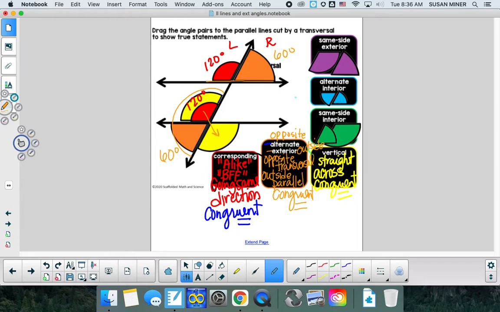And then we said, hey, vertical angles are the same measurement, so this would be 120. And if we're looking at this, those make a half circle, and so 60 plus 120 is another 180. So we're starting to see the pattern that's developing when we have these parallel lines being cut by a transversal.